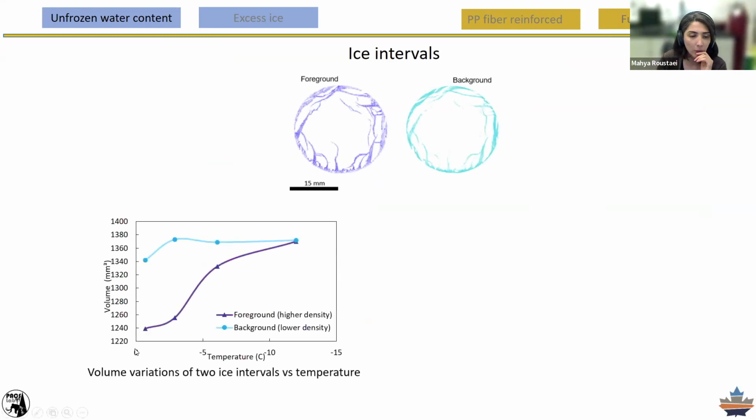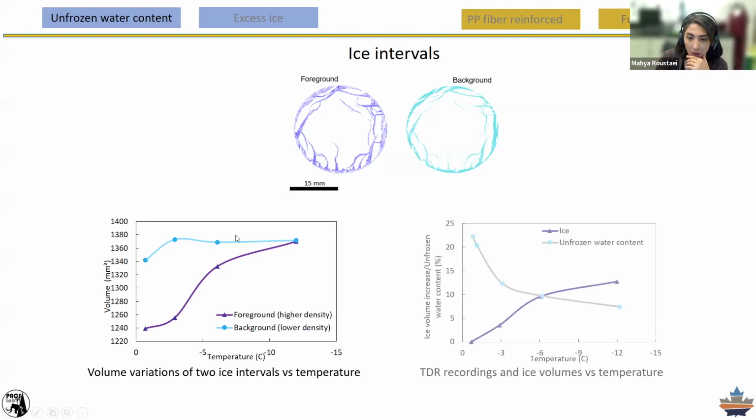So let's again take a look at these two intervals, the background and foreground of ice. We found that while the sample is getting colder, the background is not changing a lot, while the foreground part of the ice, which has higher density and closer density to water, is changing a lot. If we compare these changes with the moisture changes from TDR recordings, we can see that we can easily track 90% of the TDR changes. This shows that although we cannot differentiate unfrozen water from ice in the images, we can well track the transformation of unfrozen water to ice in our CT images.